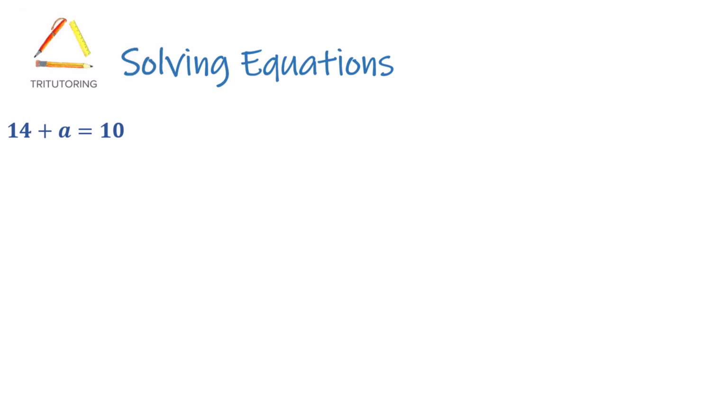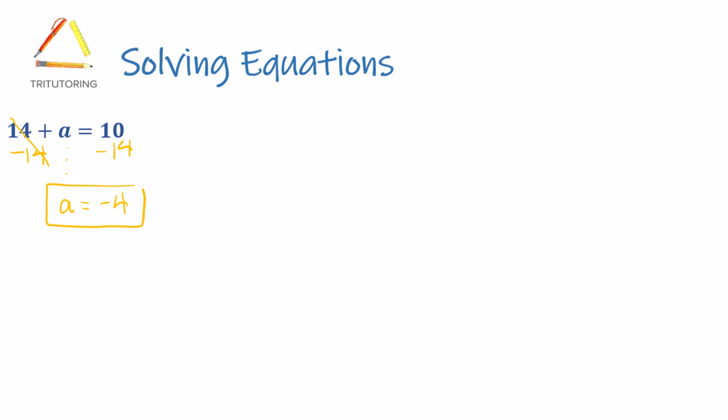So how do I cancel 14 plus? Well, I would need to subtract 14. That way on the left side, I have 14 minus 14, which is gone, cancels out. I bring down just that a that's left behind, and then 10 minus 14 gives me -4. And that's my answer. I figured out the value for a.